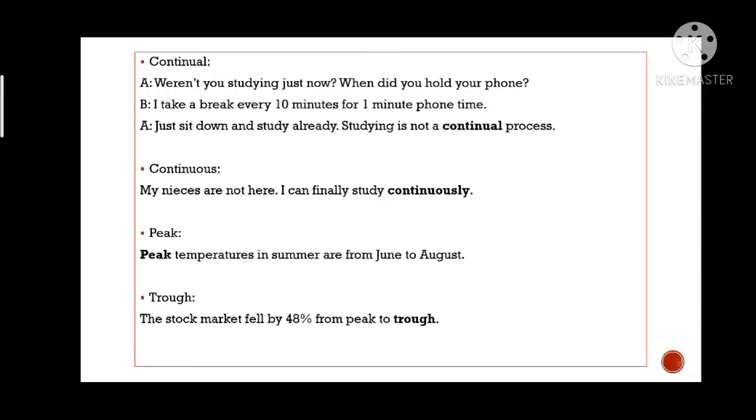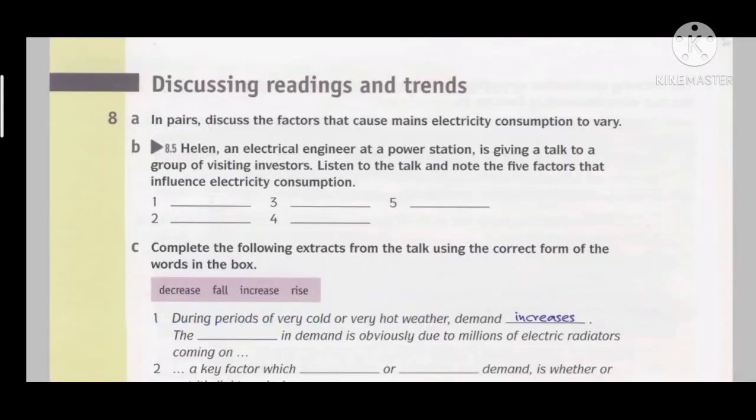So this is what we have. It's easy. We just have some words to describe the fluctuations of any reading that we read. Now moving to the exercises in the book. Okay. Now 8A, you do not have it. We're going to see number 8B, point 8B.